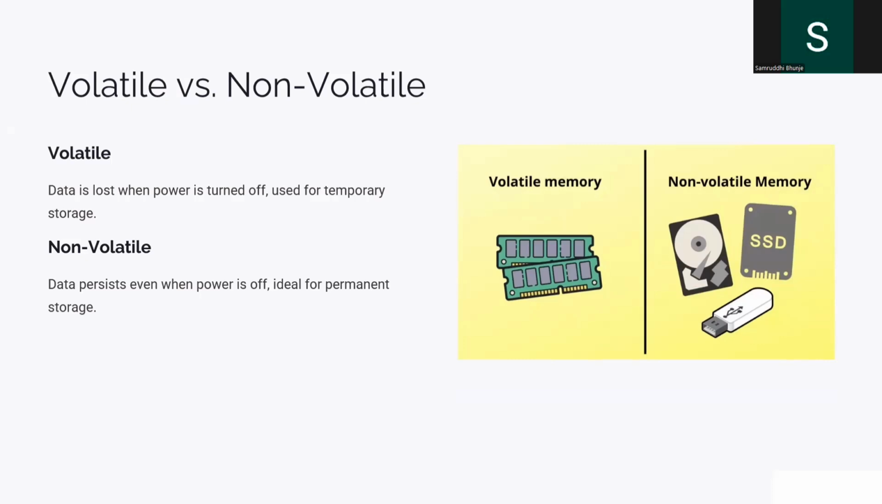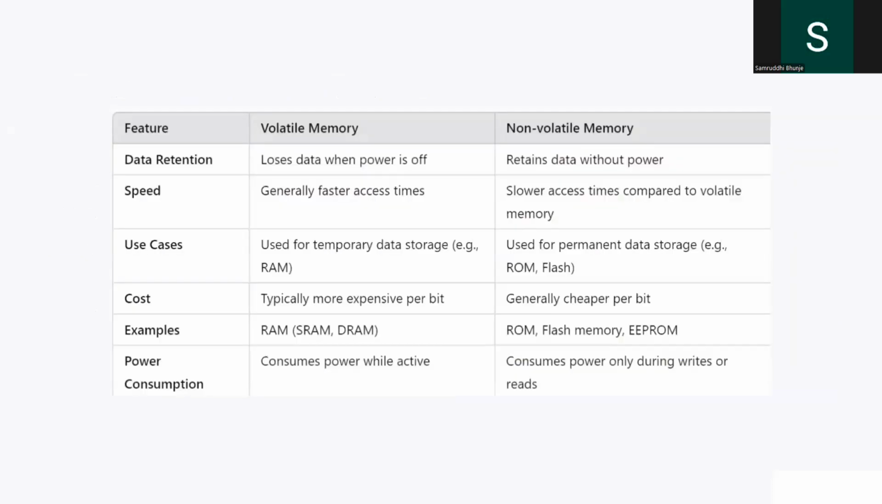It is temporary storage memory, and in non-volatile memory, data remains stored even if the power is off, and it is a permanent storage memory. So this is the difference between volatile memory and non-volatile memory. Data retention: in volatile memory, data is lost when power is off, and in non-volatile memory, data is retained even if power is off. Now speed: volatile is faster and non-volatile is slower.